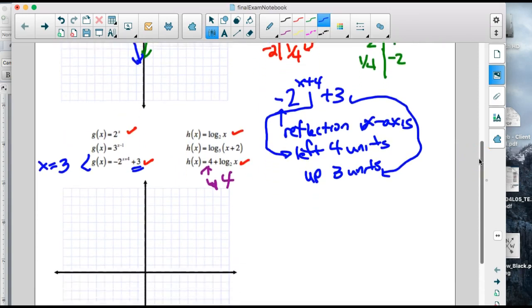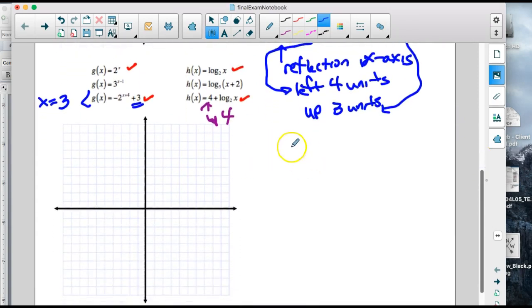Alright, so we're going to do the other 2 down here on this graph. So if I do 3 to the x, start with 3 to the x minus 1, what I would do is I would start with 3 to the x.